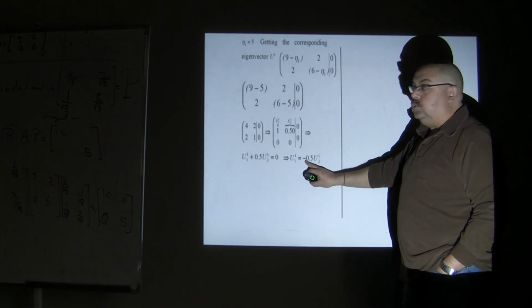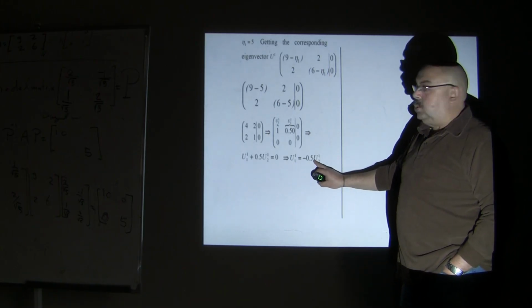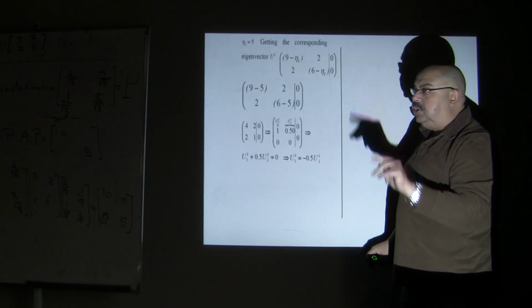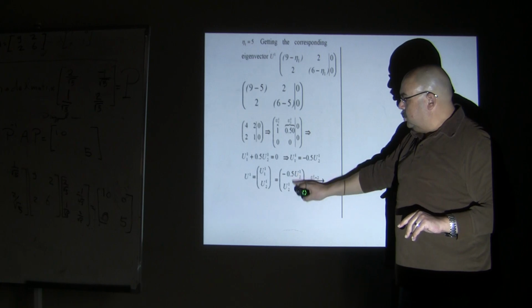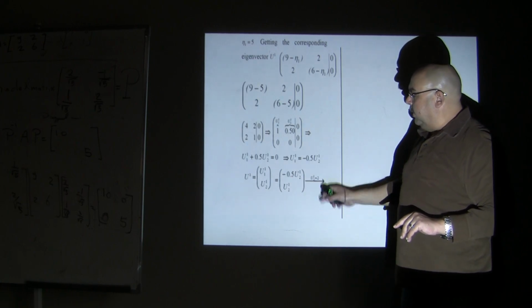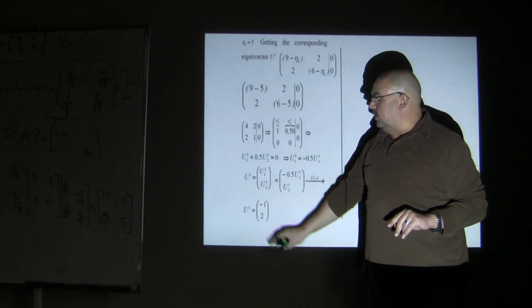This is u1 equal to negative half u12. I will consider u12 equal to 2 in order to get rid of the 0.5. So those are the relations. Replacing u12 by 2, that's the vector negative 1 and 2.